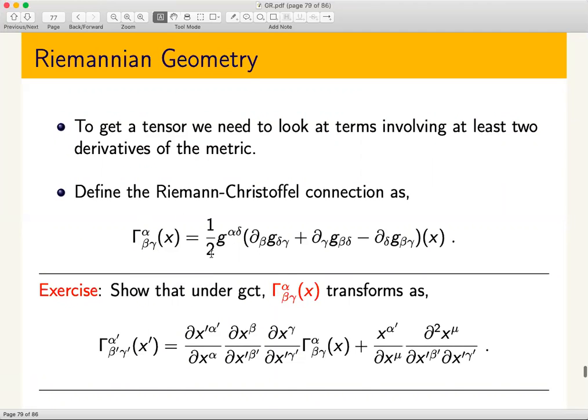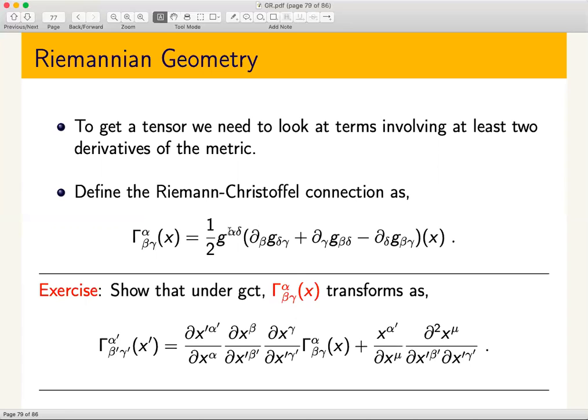So the Riemann-Christoffel connection is defined in this particular fashion, which involves the first derivative of the metric and of course the inverse metric. Notice one thing, that I am using the same notation that I had used earlier, which is gamma alpha beta gamma. We had defined this quantity earlier in a different way, and we said that this transforms like a non-tensor. We have already found that the first derivative of the metric transforms like a non-tensor, and this is just a linear combination of first derivatives of the metric.